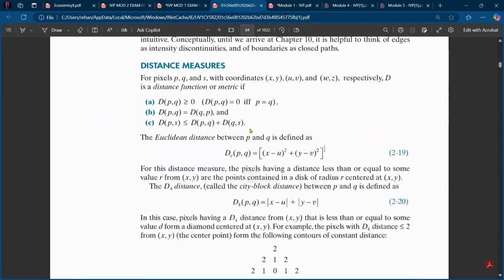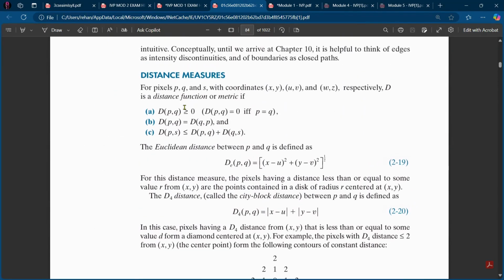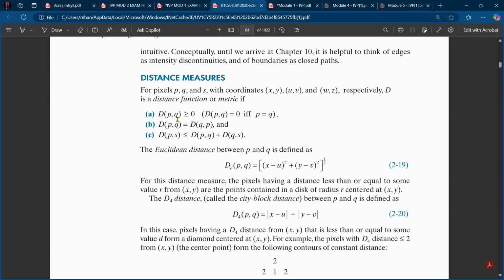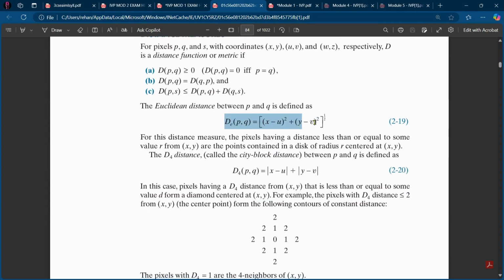Distance: for pixels p and q with coordinates (x, y) and (u, v) respectively, D is the distance function if D(p, q) is greater than or equal to 0, and D(p, q) equals 0 if p equals q. D(p, q) equals D(q, p), and D(p, s) is less than or equal to D(p, q) plus D(q, s). This is something better. Just remember this one, and this one.